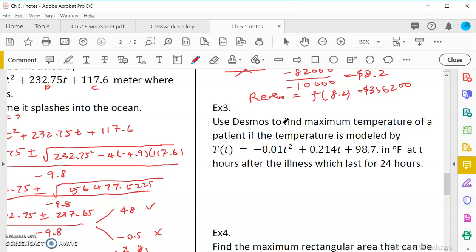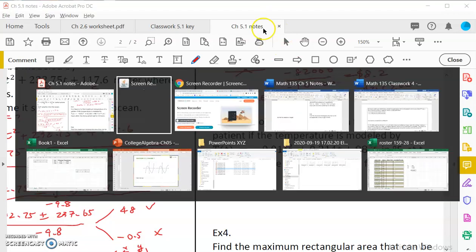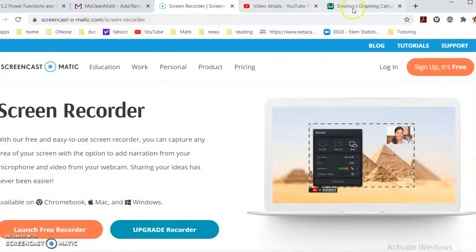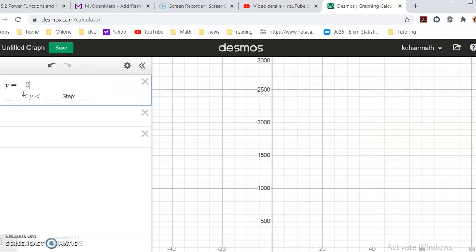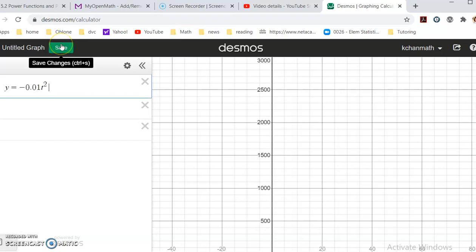the function is negative 0.01 t squared plus 0.214 t plus 98.7. So the calculator can actually help you. So let's try this. We can just do y equal to negative 0.01 t squared, you can do t squared, plus 0.214 t plus 98.7.